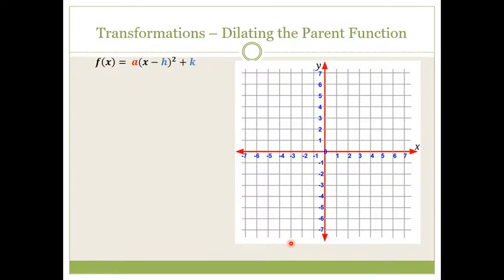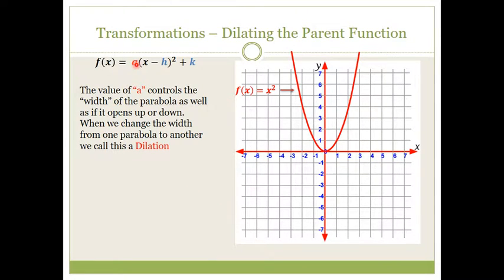All right, so now we've talked about translating a function. That means just moving it up and down and left and right. The second type of transformation we're going to talk about is called a dilation. All right, and a dilation is changing the shape of the parabola. It's squeezing it or stretching it. So again, here's our parent function x squared.